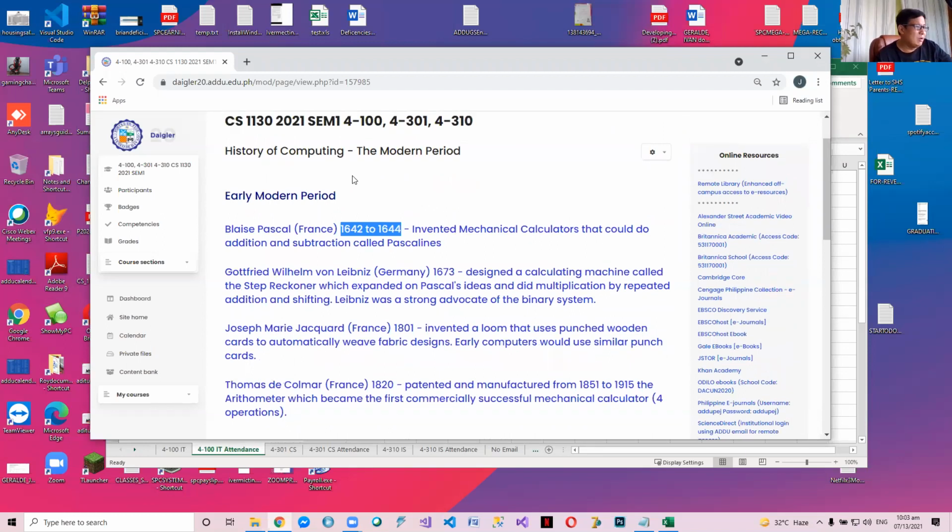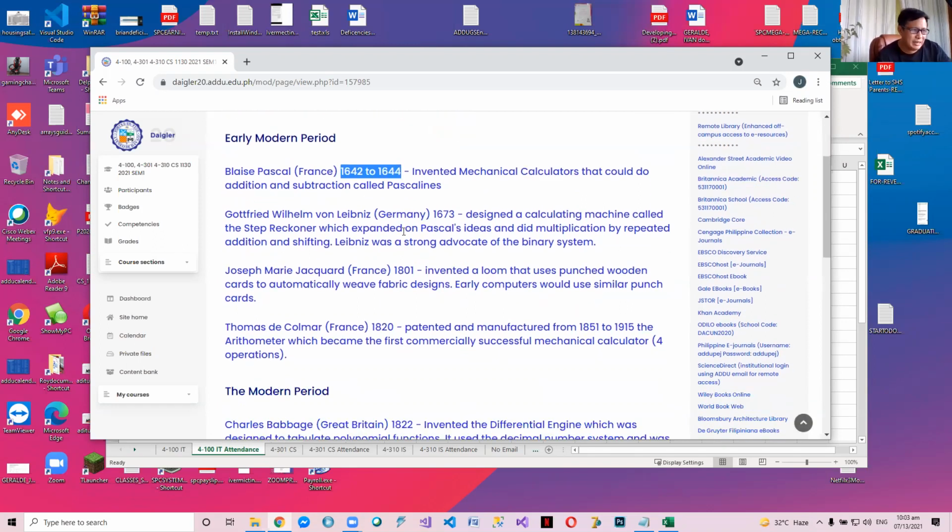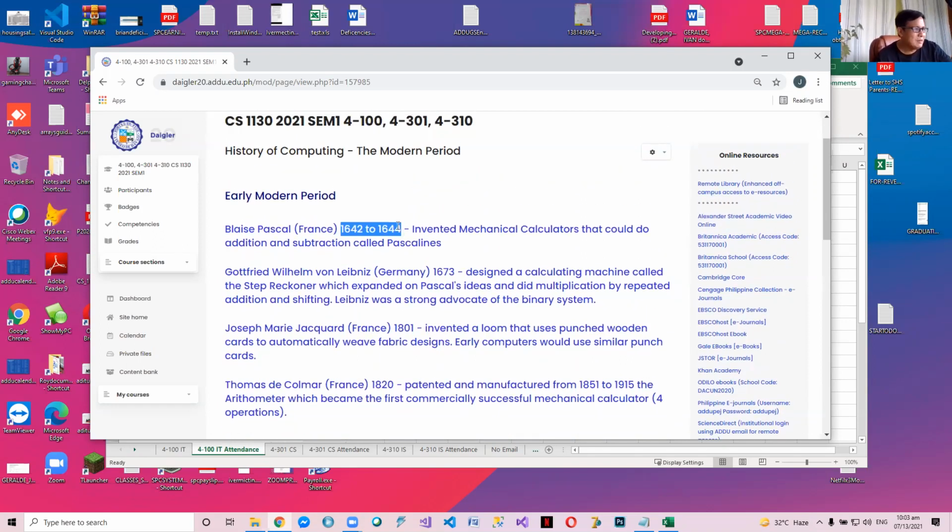One of the most notable inventions was done by Blaise Pascal in France. So modernization came in Europe, started in Europe, particularly in countries like France, Germany, and England. These are the roots of the modern period when technology started to sprout. Okay.